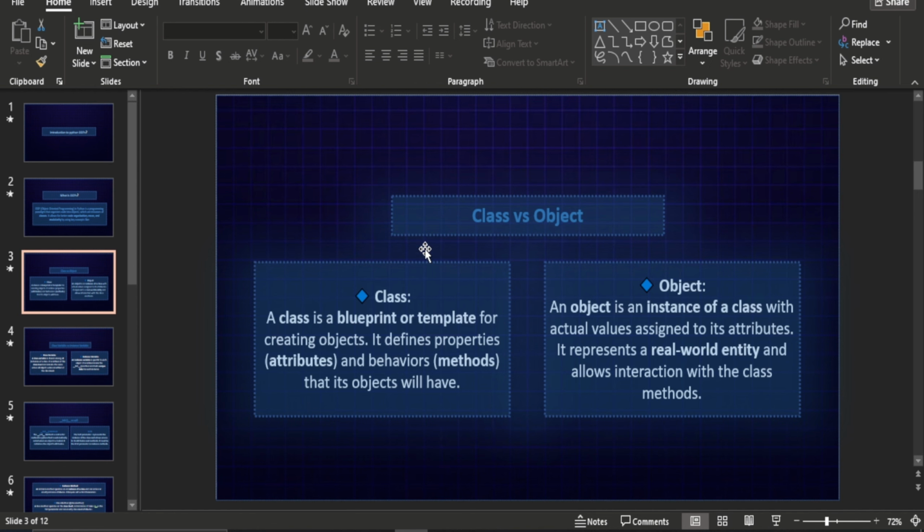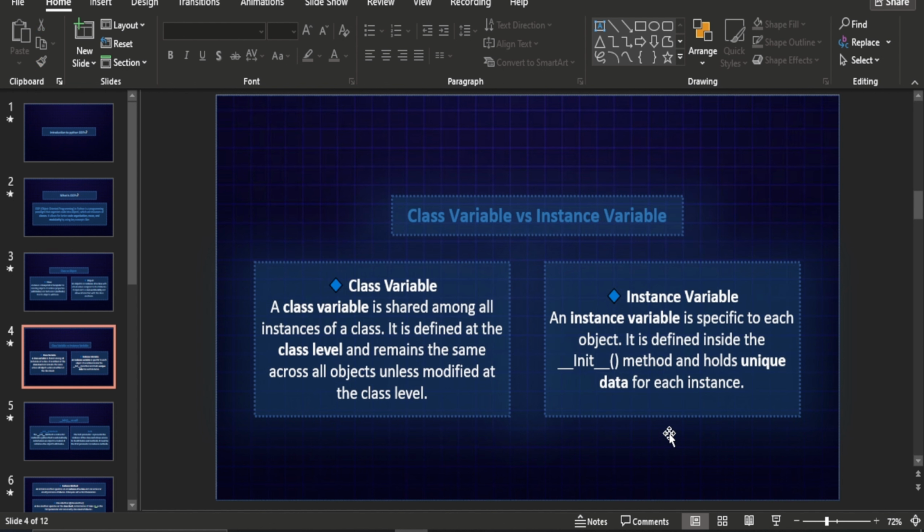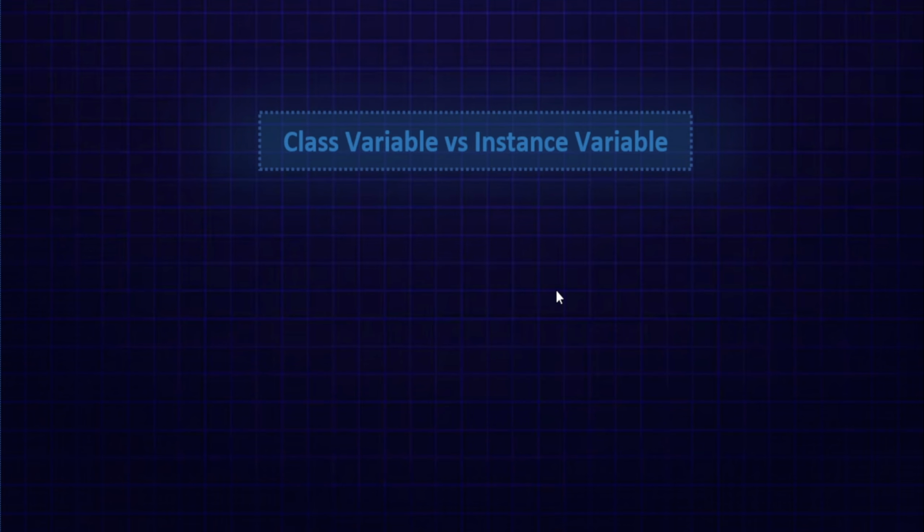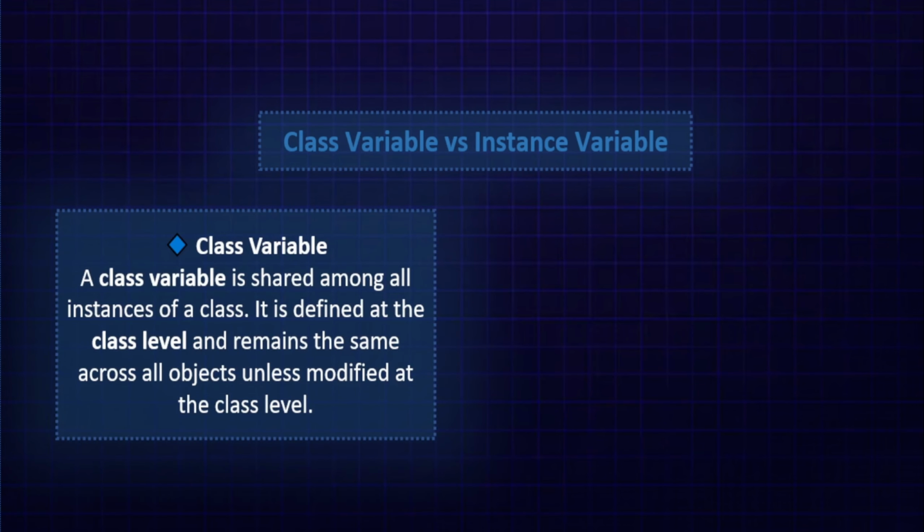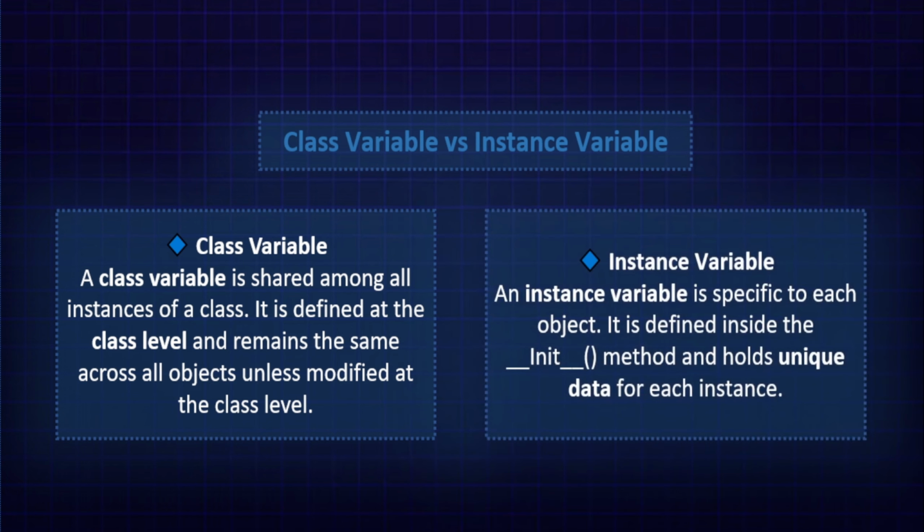After that we have one more thing. What are class variables versus instance variables? A class variable is shared among all instances of a class. It is defined at the class level and remains the same across all objects unless modified at the class level. What about instance variables? An instance variable is specific to each object. It's defined inside the init method and holds unique data for each instance. I'll give the example in code as well, don't worry.